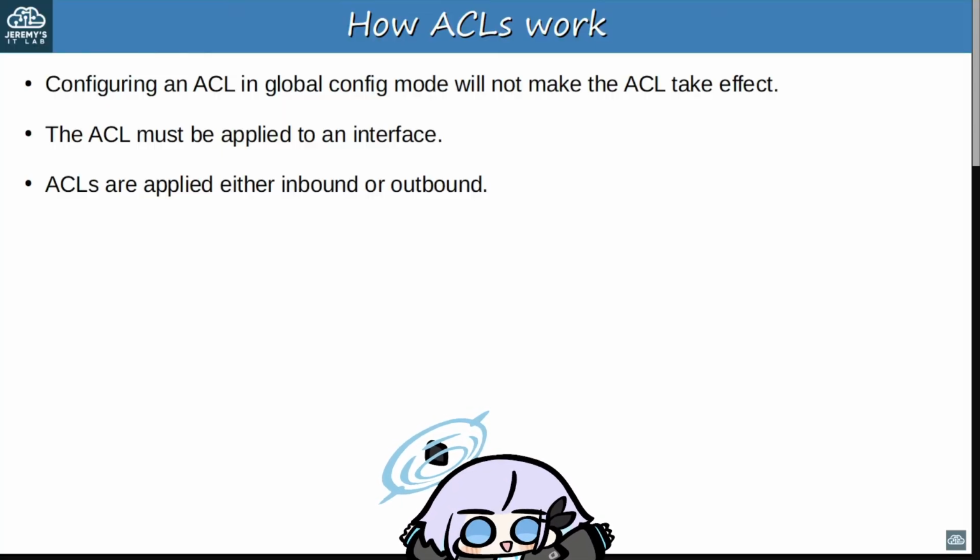When applying an ACL to an interface, you specify a direction. This tells the router to either check packets that enter the interface or check packets that exit the interface. I'll turn it up a little.